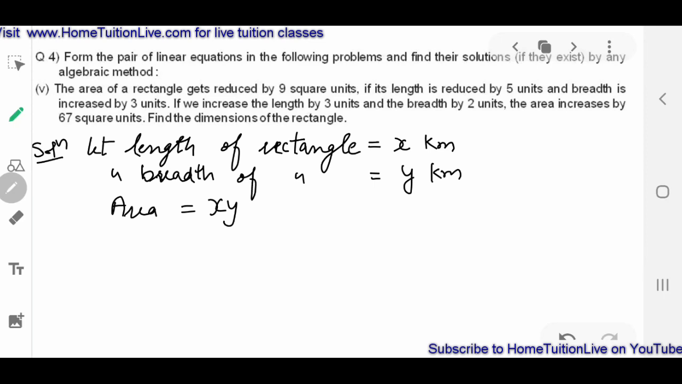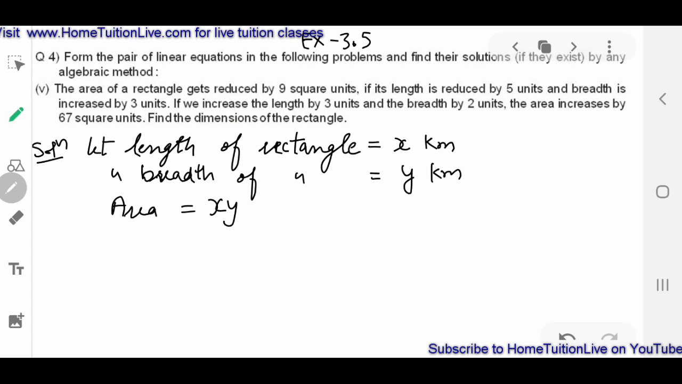Now in front of us we have question 4, fifth part of exercise 3.5. Form the pair of linear equations in the following problems and find the solution if they exist by any algebraic method. So here I will use the cross multiplication method. So what is the question?